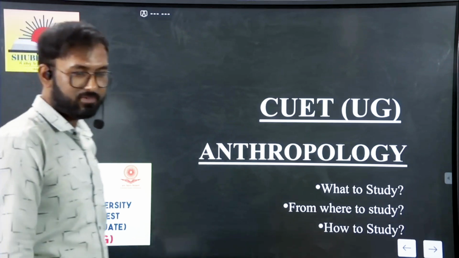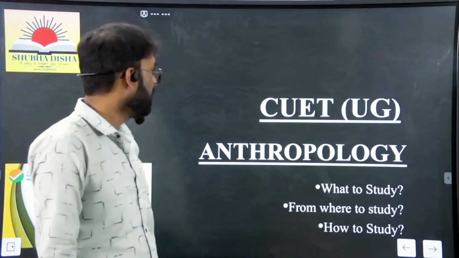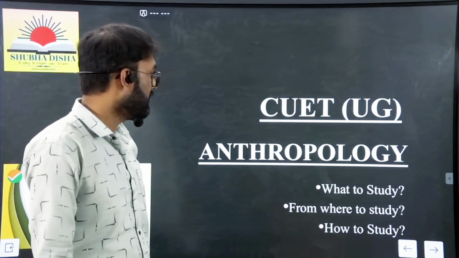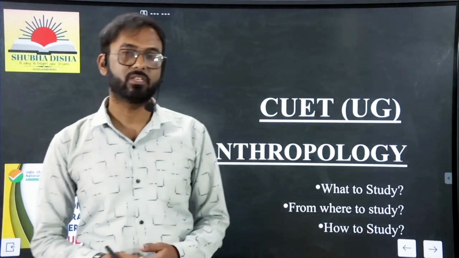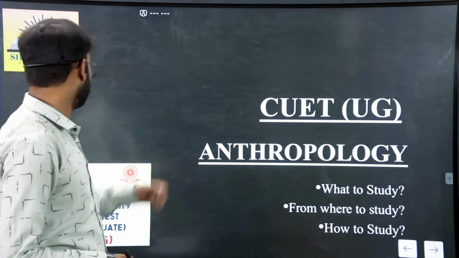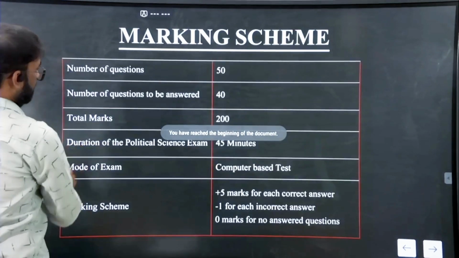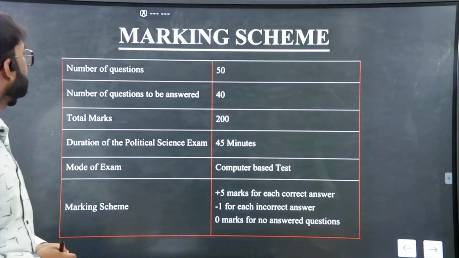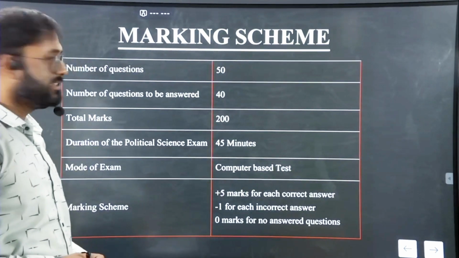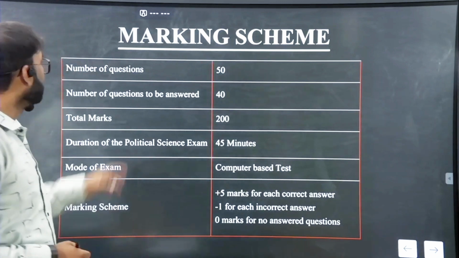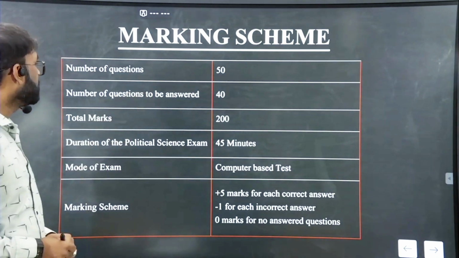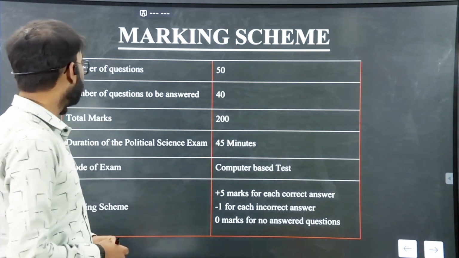So let me first introduce what anthropology is, what to study, from where to study, and how to study. First of all, anthropology is a very scoring subject, so you can score in it very easily. This is the marking scheme of CUET: the number of questions is 50, the number of questions to be answered is 40, and the total marks are 200.